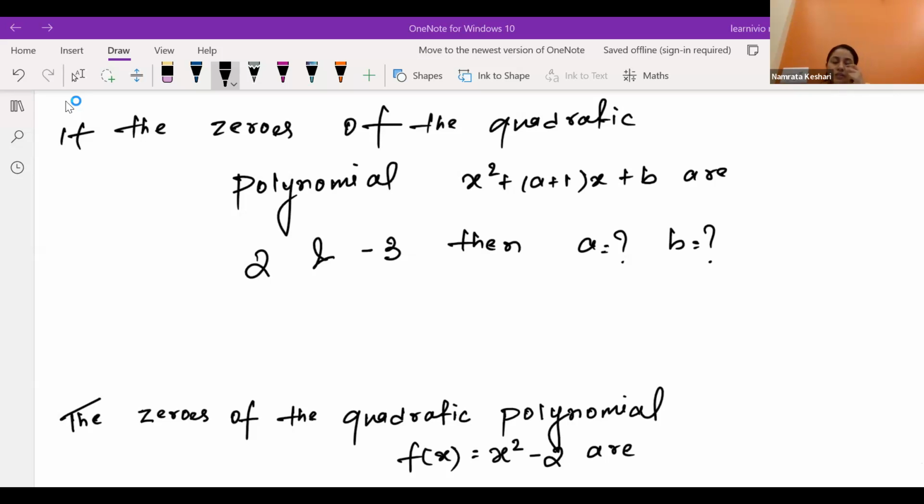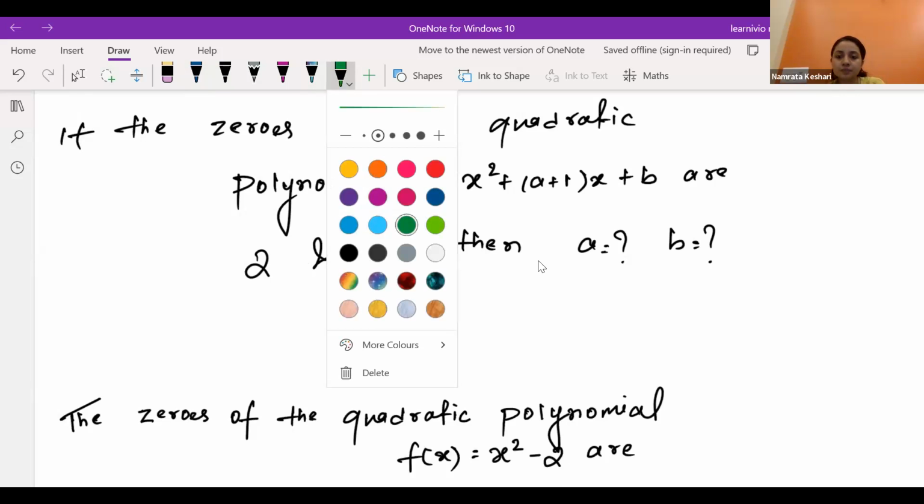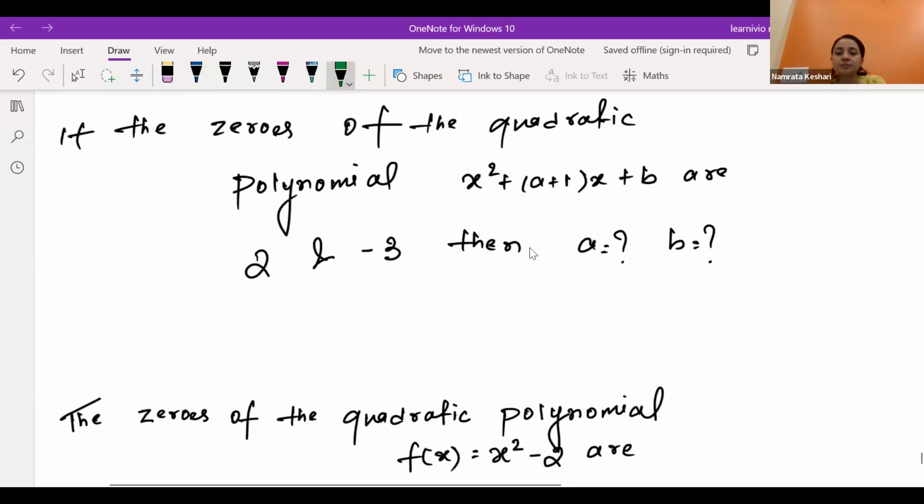Okay, Faizan, I'll explain it. Yes, rest of the students, are you done with it? If the zeros of the quadratic polynomial are 2 and minus 3, then the a and b values we are supposed to find. Okay, 0 and minus 6. Anyone who has already done it, can you please explain how you have done it? Zainab, yes ma'am, how you got the a and b values?